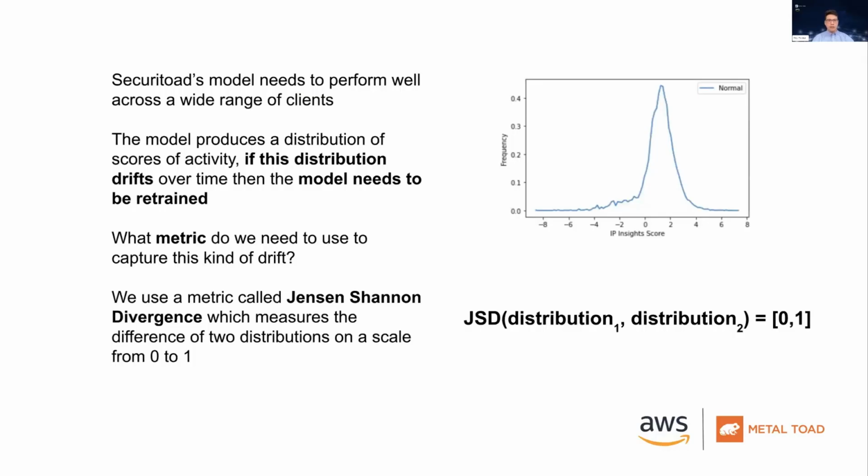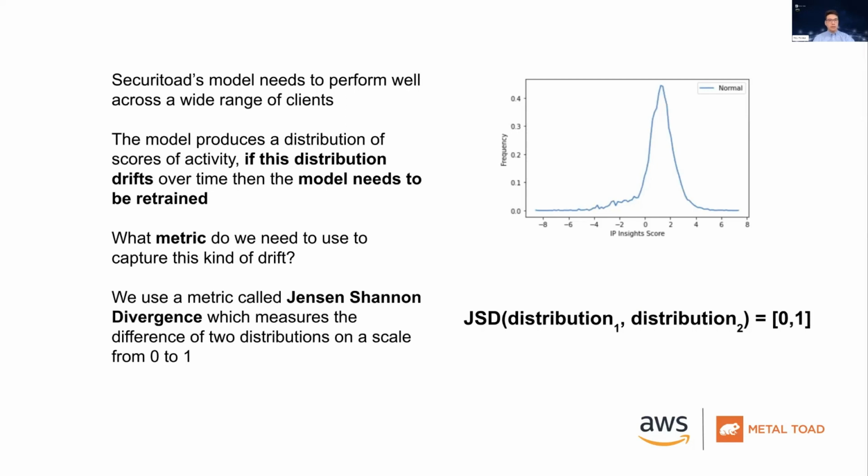SecureToad's model needs to perform well across a wide range of clients. So in order to do this, we'll need a model that is monitored across the performance on multiple clients of the same algorithm. The model essentially produces scores, which can be used to generate a distribution of scores on site activity, similar to the curve that you see on the right.